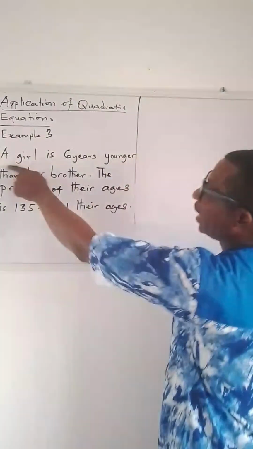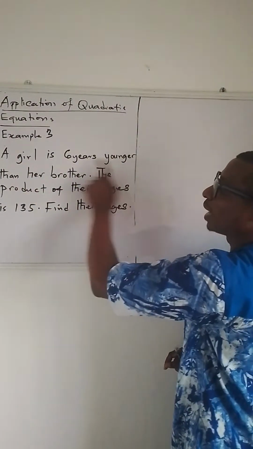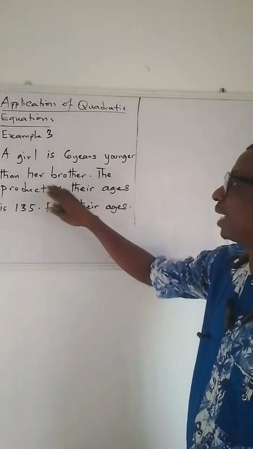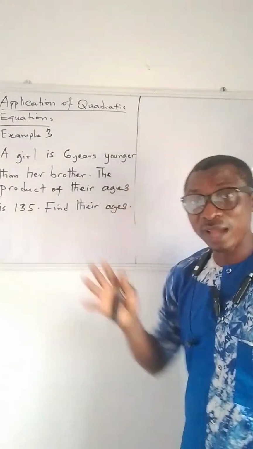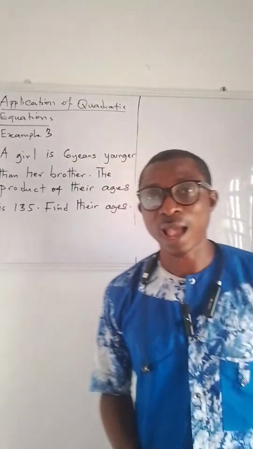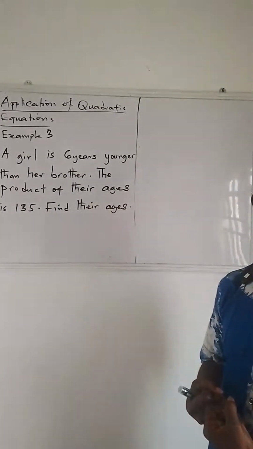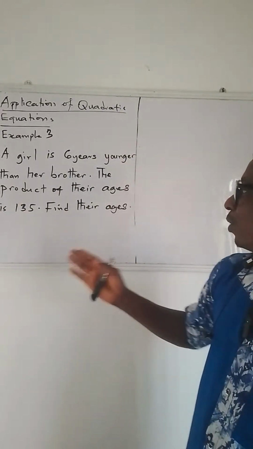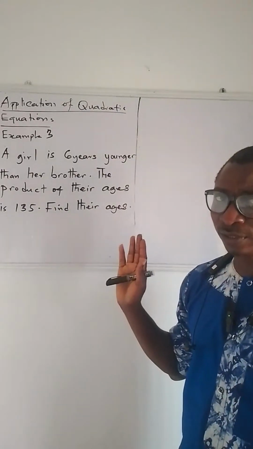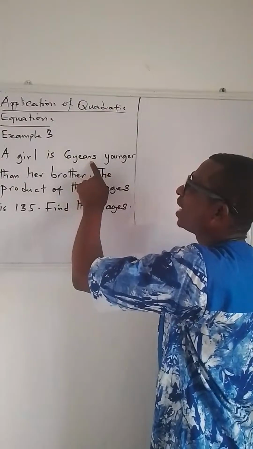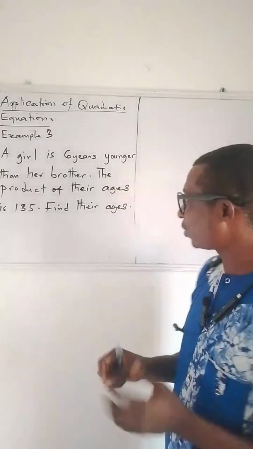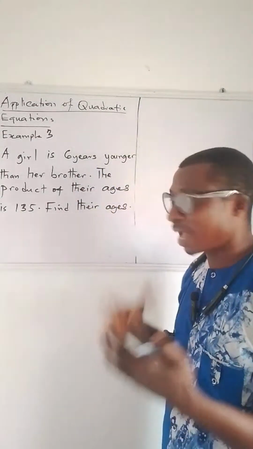Now, look at it. A girl is 6 years younger than her brother. You see, number one, I must know the year of that brother. Once I know the year of that brother, I'm going to subtract 6 from the age of the brother so that I will know the age of the girl. I don't know, maybe you understand what I'm trying to say. Yes, a girl is 6 years younger than her brother. Now, what is going to be the age of the girl? I will just subtract 6 from the age of the brother, and I have the age of the girl.